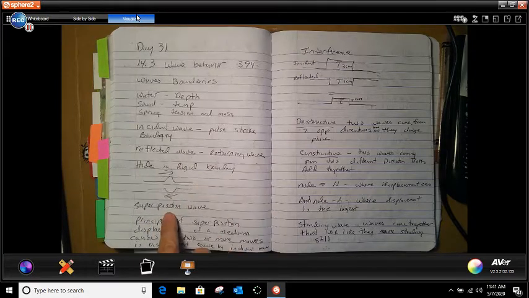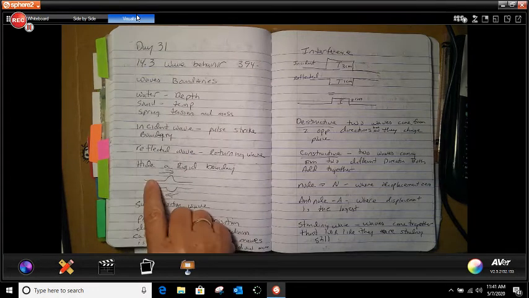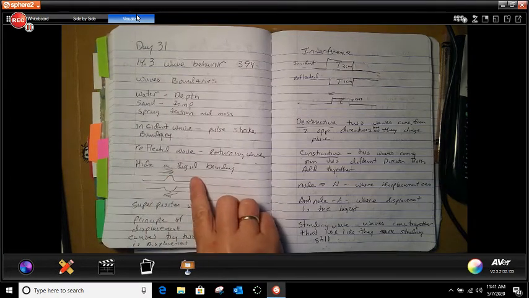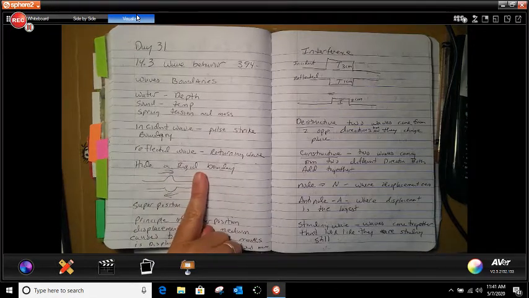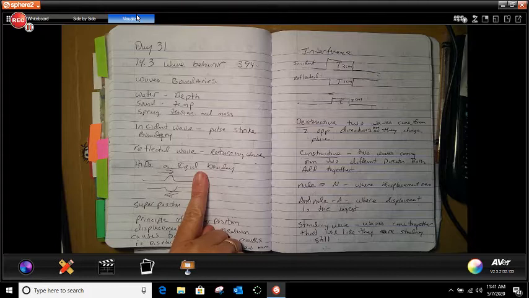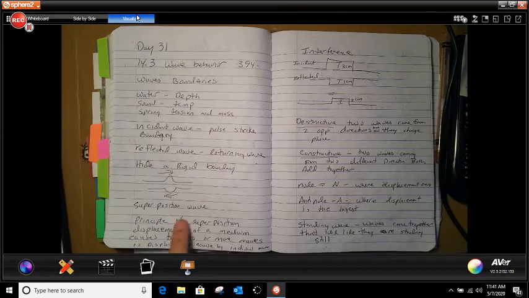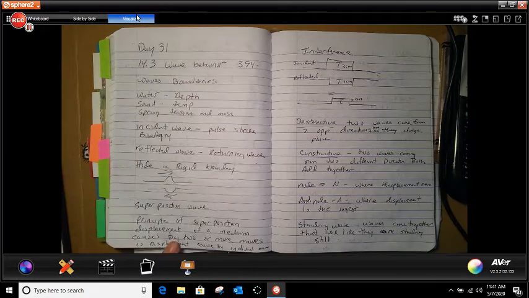So when we have a superposition wave, we have something that is going through, and it's going to something that is attached. So if it's going up on the way in, say it's attached to the wall, on the way back down, the wave is going to be on the other side or dipping. Superposition waves, and principle of superposition: displacement of a medium caused by two or more waves is the sum of displacements caused by individual waves.